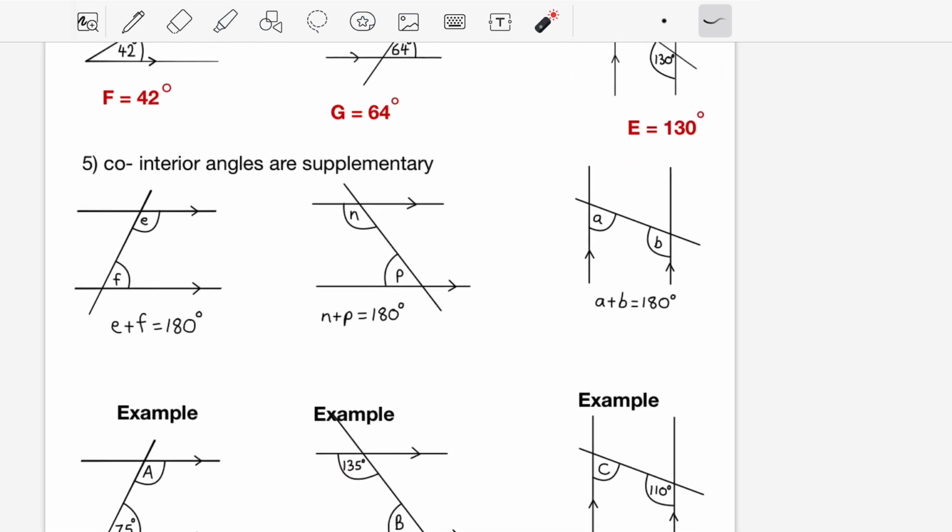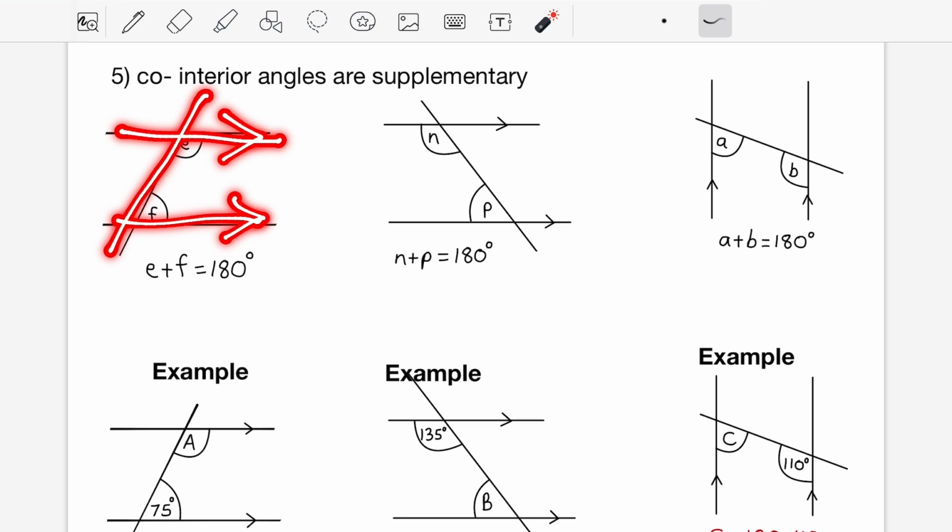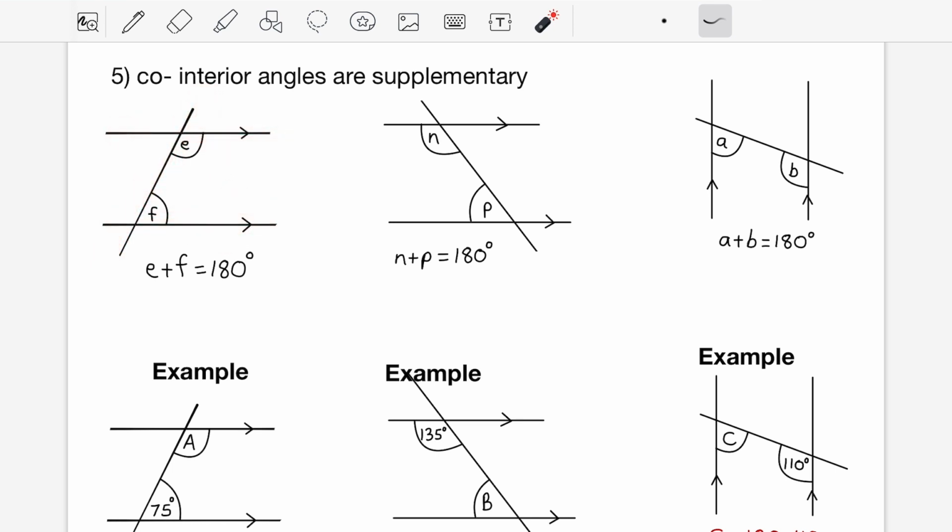Alright, so next we have co-interior angles. Co-interior angles are supplementary. So we have E plus F will be equal to 180 degrees. The key thing is that this line is parallel to this line, and then we have a straight line cutting through those parallel lines. Some persons call it C angles because it forms a C. So we have N plus P is equal to 180.